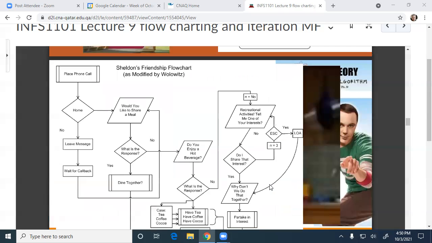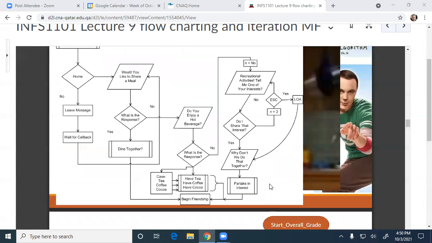Okay, so we got some. These are all just extensions or alternates, representations of the same thing. Right, so we got our decision boxes there. We've got our input output things. That almost looks like, okay, so that's putting something on a screen. And then the decision is here. Yeah, all right. Would you like to share a meal? So we put the, okay, it's kind of fuzzy.